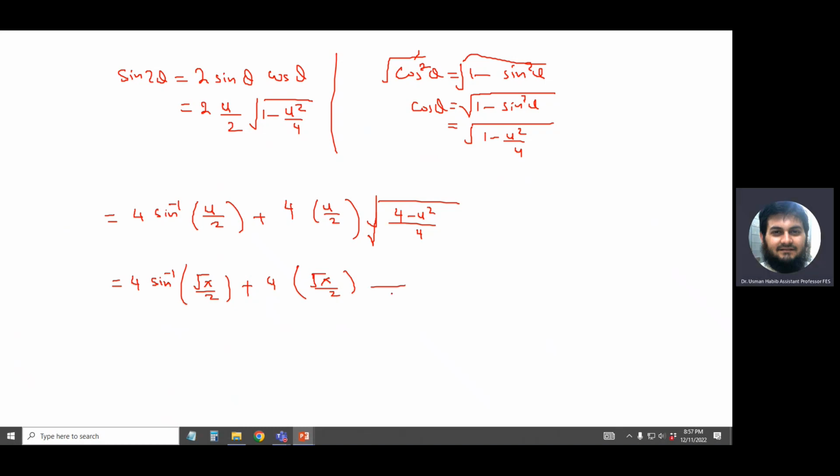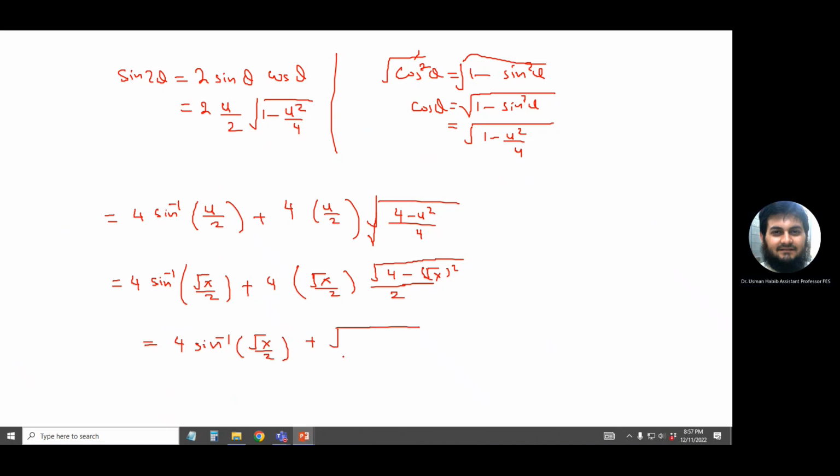And root 4 is just 2 in the denominator, so we will not care much about this. 4 minus under root x whole square. And the final answer becomes 4. You can solve it yourself, but it just becomes 4 of x minus x square. And of course, in the final answer, we just include the constant of integration. That's our final answer.